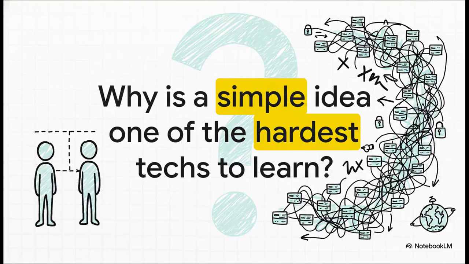So here's the real puzzle. If the idea of a peer-to-peer connection is so straightforward, why is this one of the hardest technologies out there to get working? Well, the answer lies in a fundamental problem with how the modern internet is actually structured. WebRTC's biggest hurdle isn't the tech itself, it's the architecture of the very internet it has to operate on.